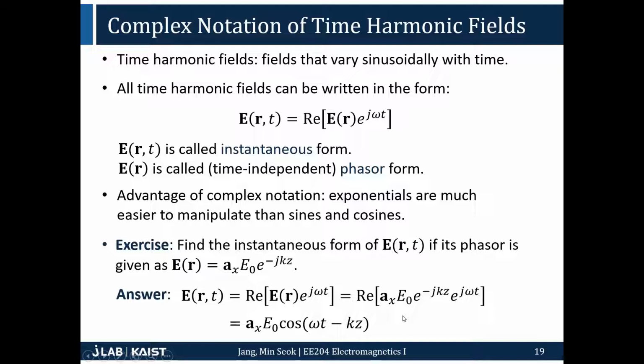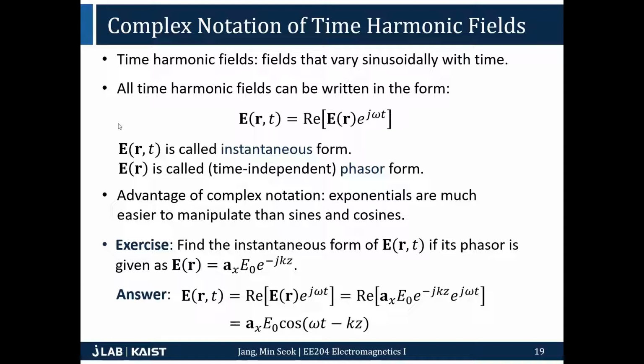So let me know if there's anything unclear here. In this slide, I just introduced you the notation. Two notations. One is instantaneous form, which is the full form of the electromagnetic field. The other is phasor form, which is a complex number that is only dependent on spatial coordinate. The conversion between these two can be done by this equation. Because this is just definition, I guess it's not a big deal.